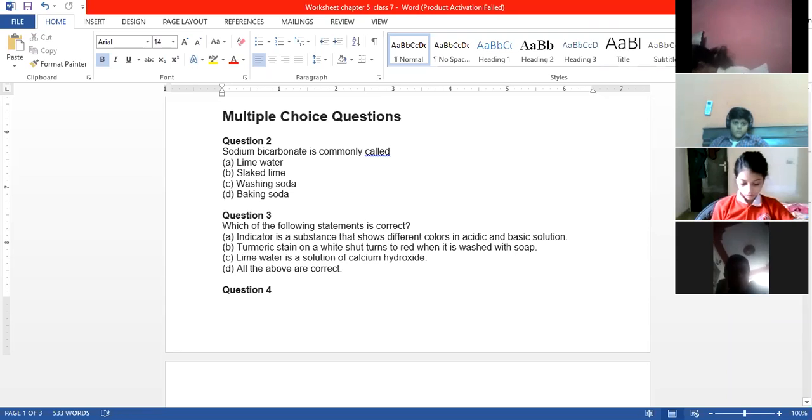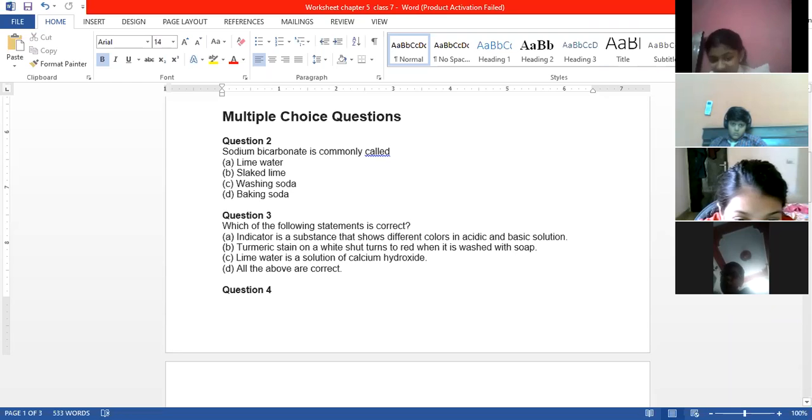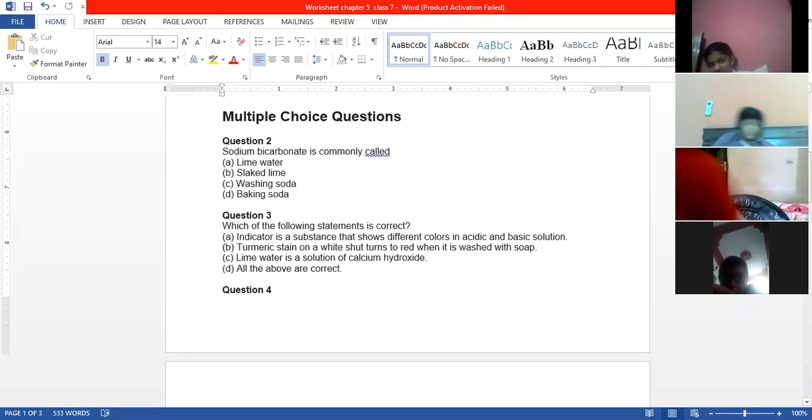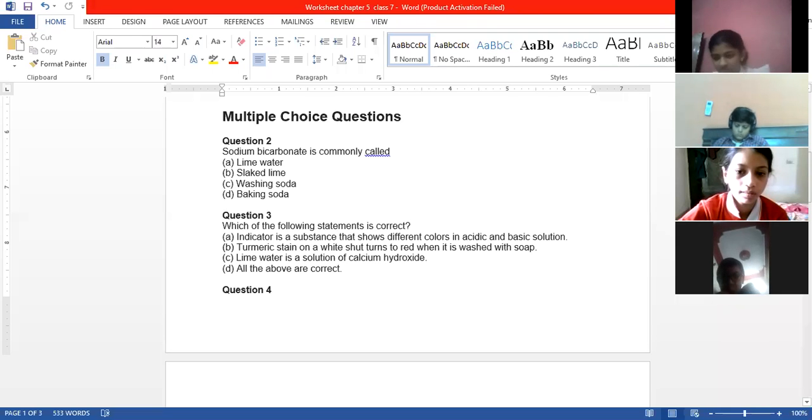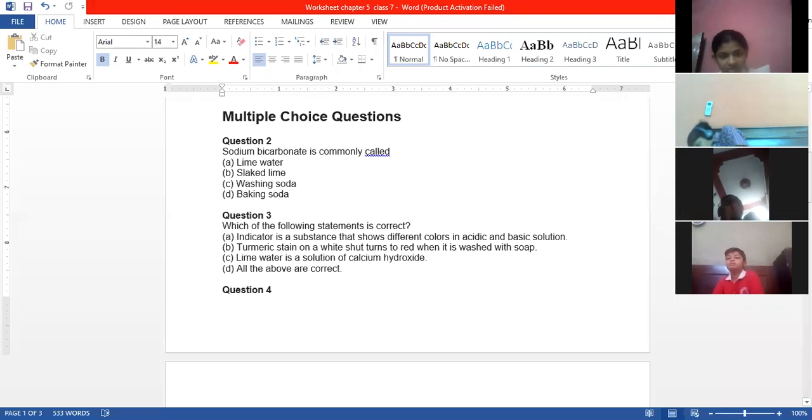Which of the following statements is correct? Indicator is a substance that shows different colors in acid and basic solution. Turmeric stain on white shirt turns red when it is washed with soap. Lime water is a solution of calcium hydroxide. All of the above are correct. So what will be the right answer for it?